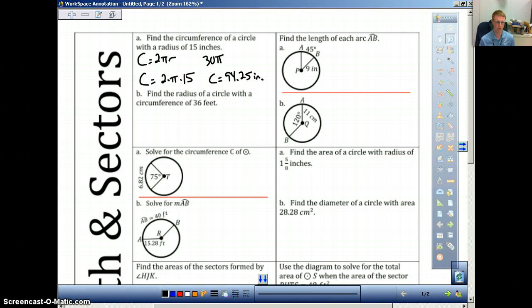Let's see if you can do this one on your own. You should be able to. Just set it up with the formula and plug it in. Hit pause on the video and hit play when you're ready.